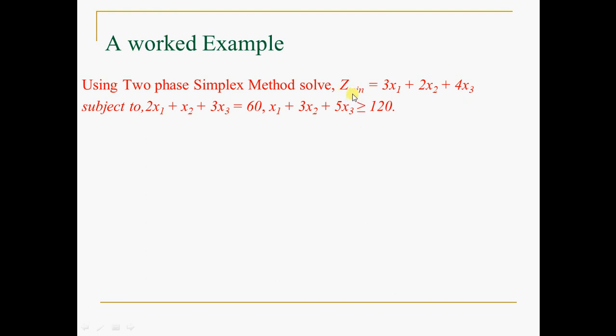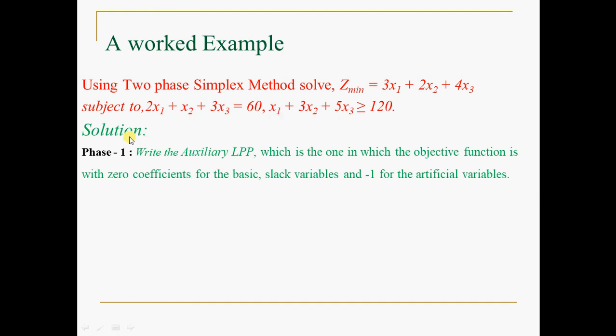So you are supposed to convert Zmin to Zmax, which is the standard form always. To apply the simplex method, big M method or two-phase method, the very first thing you have to check is whether the objective function is in standard form or not. Standard form means maximization form. If it is in minimization form, you have to multiply every coefficient by a minus sign. For example, minus 3, minus 2, minus 4. And there are two constraints. One is 2x1 plus x2 plus 3x3 equals 60, and the other is greater than or equal to 120. Now coming to the solution.